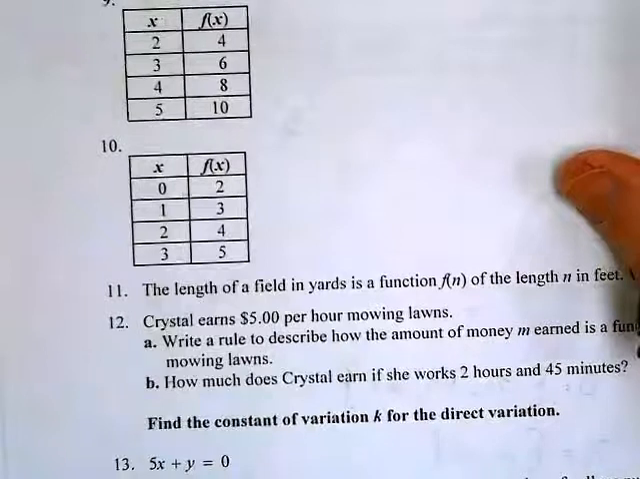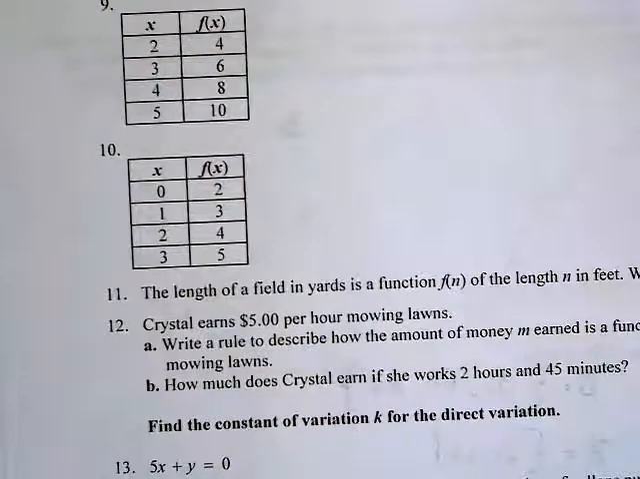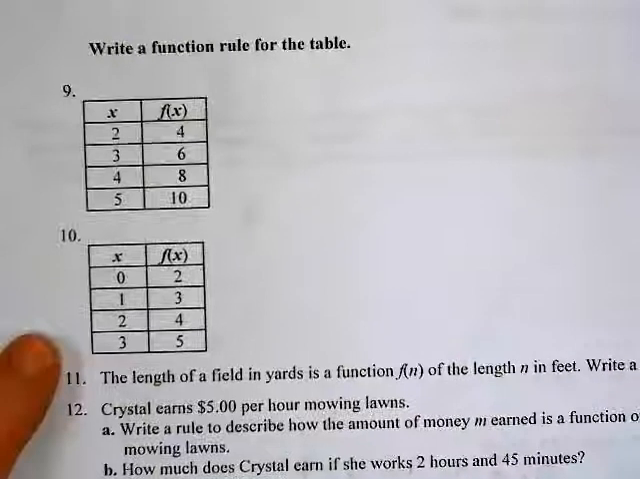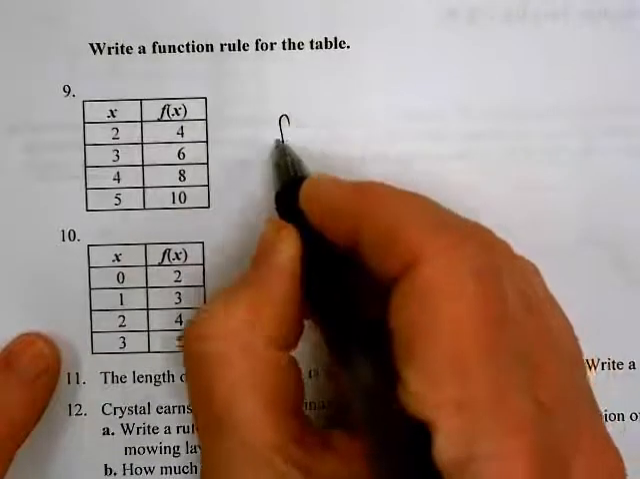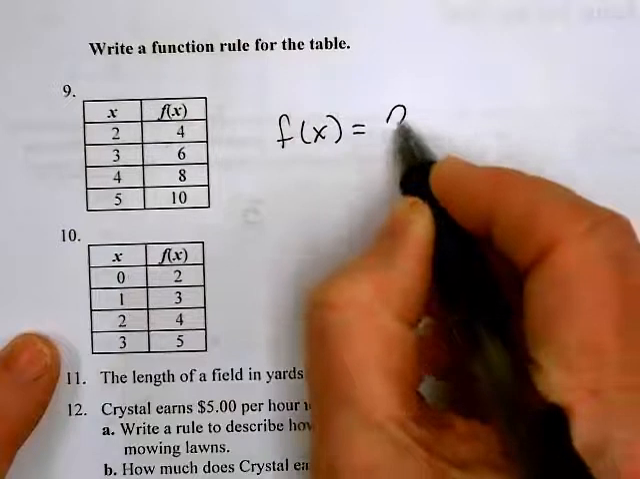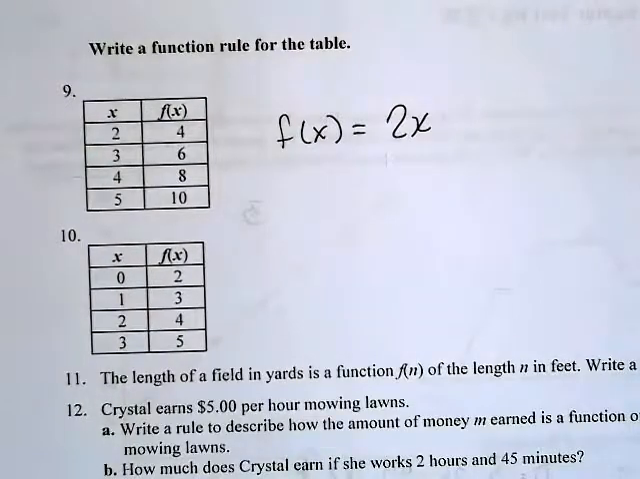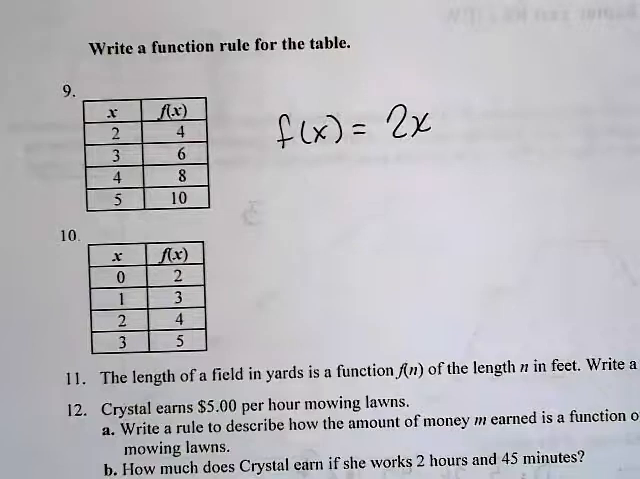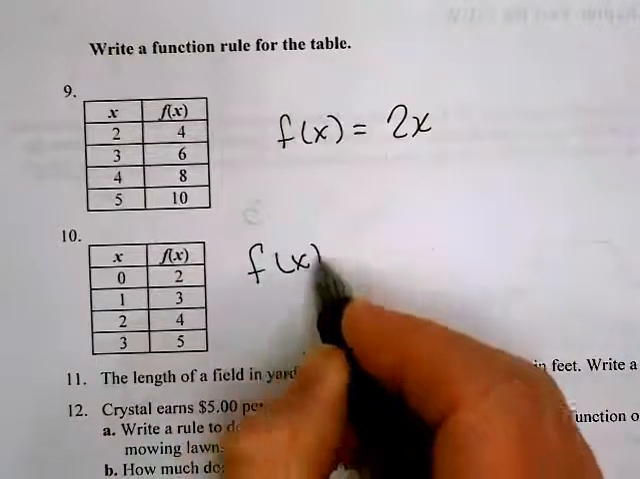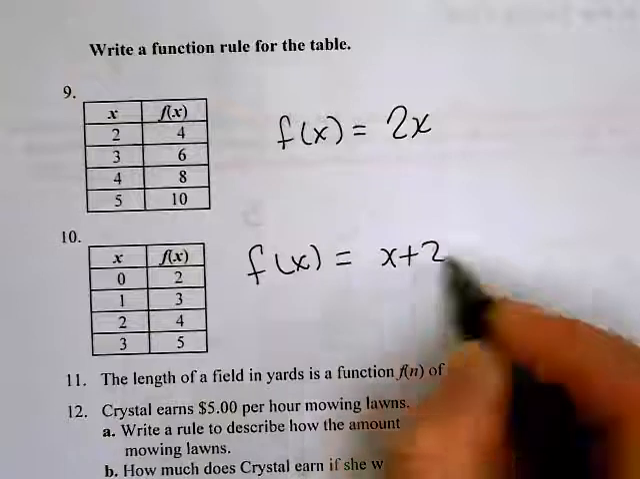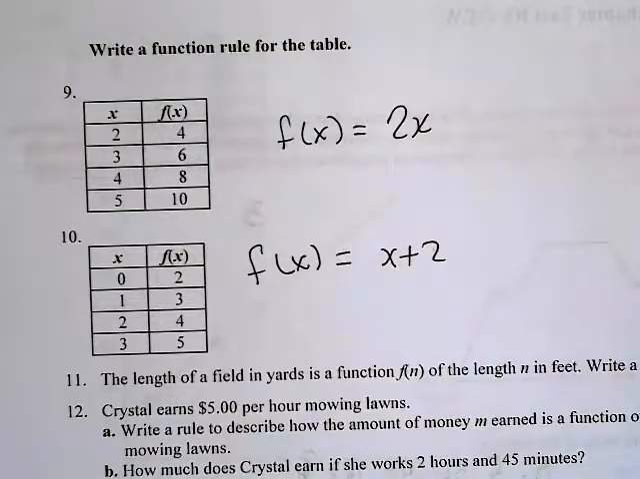Next page. Write a function rule for each table. What do you think about number 9? X times 2. Okay, so f of x is equal to x times 2. Okay, write it like that. What about number 10? X plus 2. Okay.